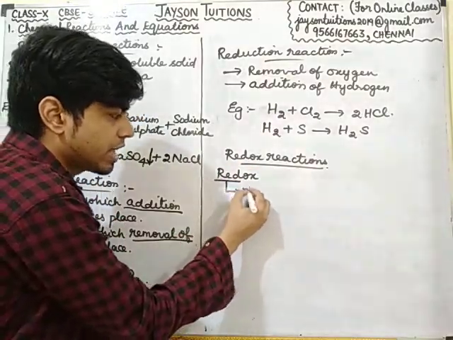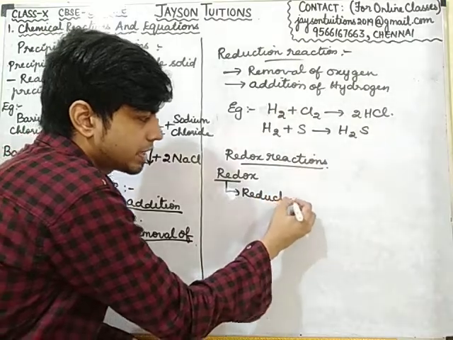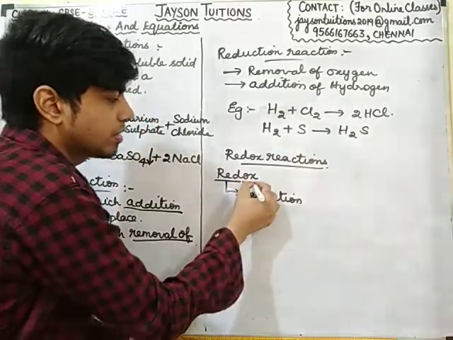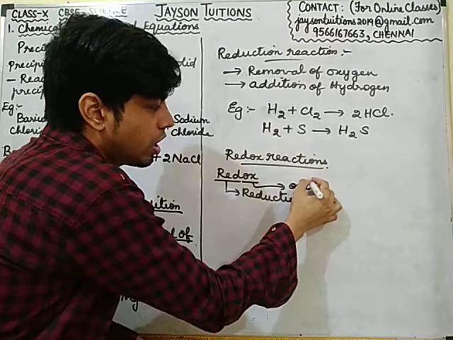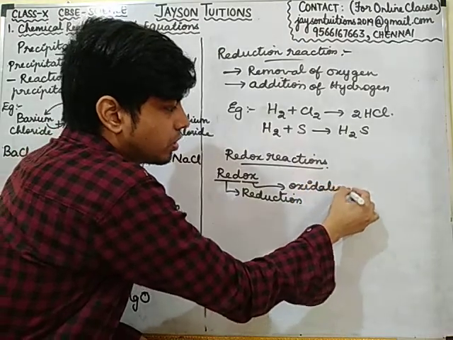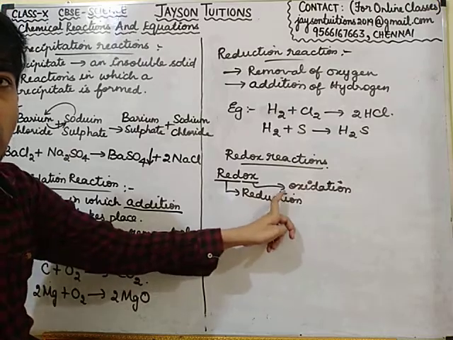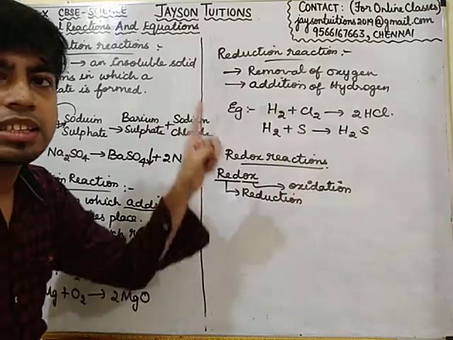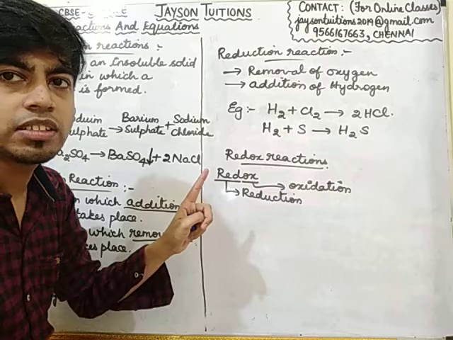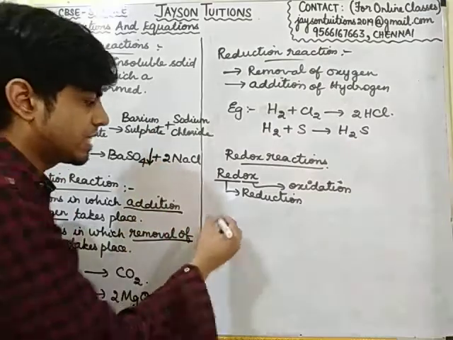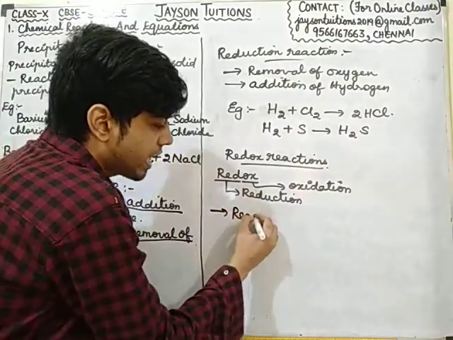RED stands for reduction. OX stands for oxidation. So a redox reaction means both reduction and oxidation take place in the same reaction. Then it is called a redox reaction. So what is a redox reaction?